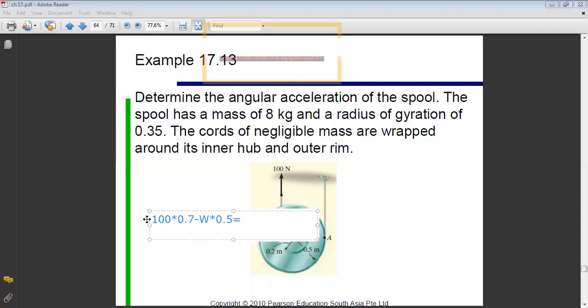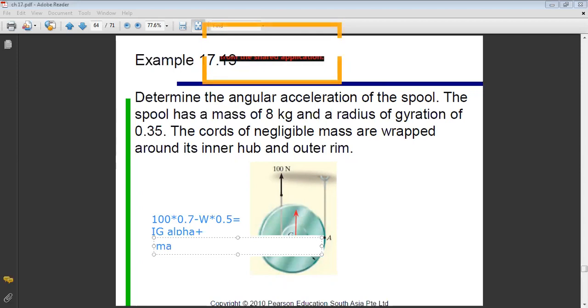Equals IG alpha, plus what? What is the moment of vector MAG about A? AG times 0.5. This is vector MAG. Vector MAG is upward. It's producing a clockwise moment about A. So it's plus MAG times the distance 0.5.